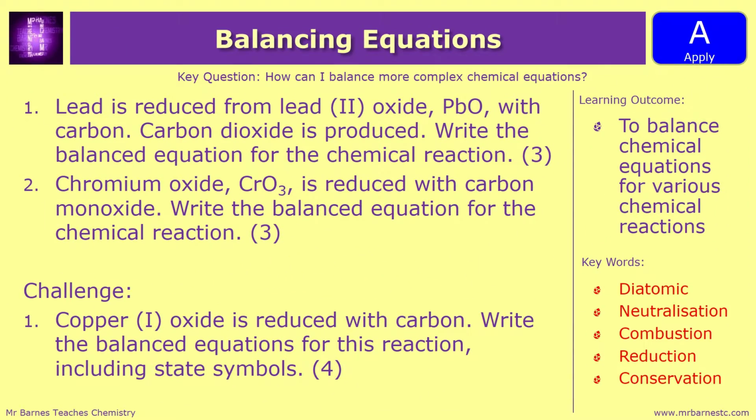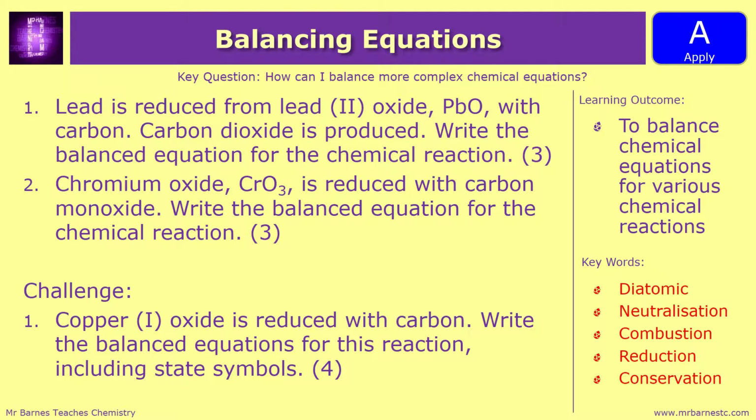Okay, let's see how you've done then. So we've got 3 questions I'd like you to have a go at here. 2 of them are normal level difficulty and 1 of them is a challenge. So the first question says lead is reduced from lead oxide PbO with carbon. Carbon dioxide is produced. So it gives you all of your reactants, all of your products. You've just got to put that into a balanced equation for the chemical reaction.